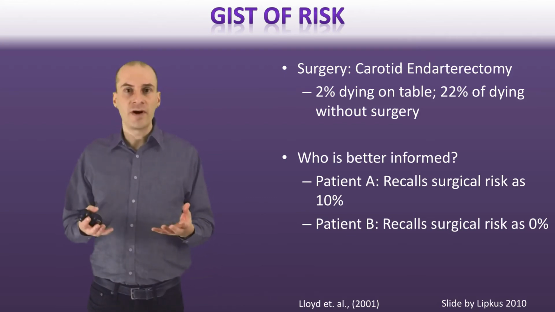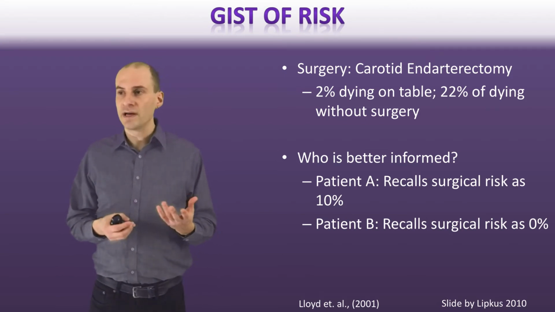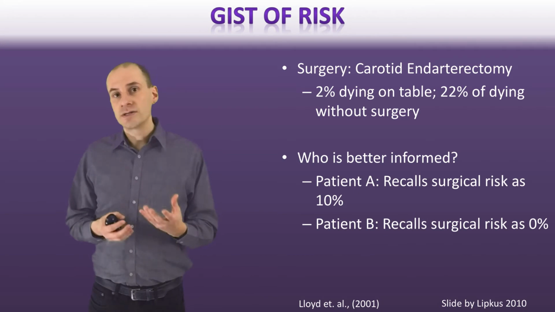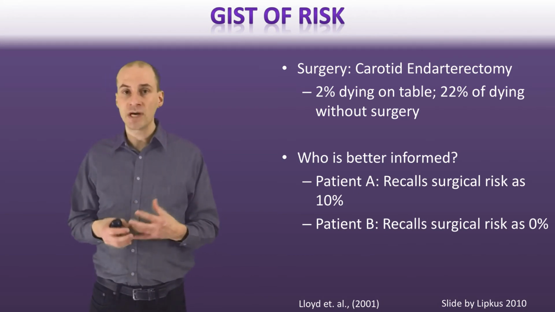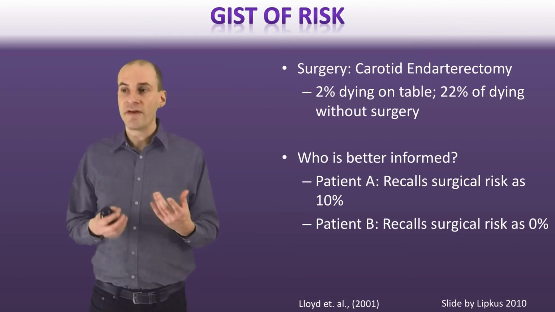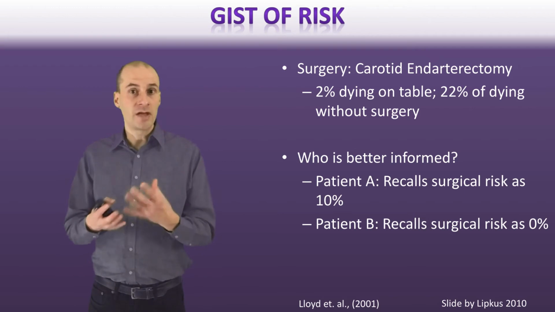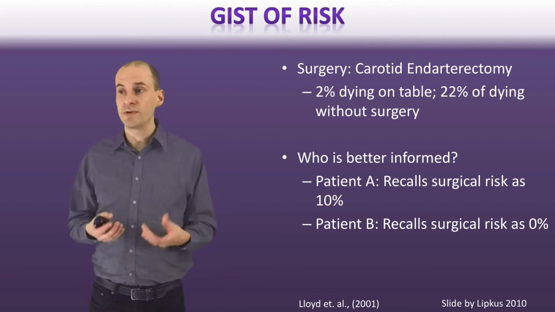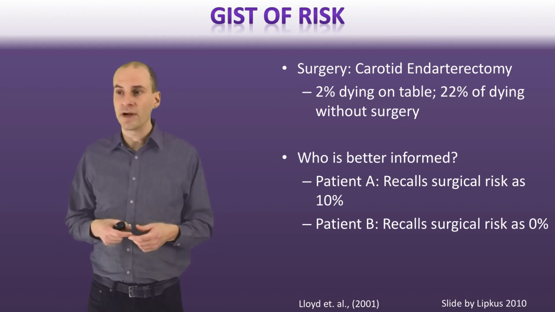So imagine that you have a surgery that's going to be occurring, and it's called the carotid endarterectomy. So this procedure, you tell a patient about it, and you tell the patient that they have a 2% chance of dying on the table. But if they don't have the surgery, that they have a 22% chance of dying without it. Okay. So that's what you tell them, right?